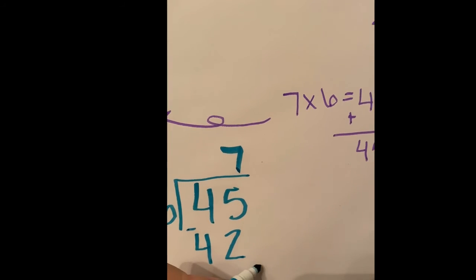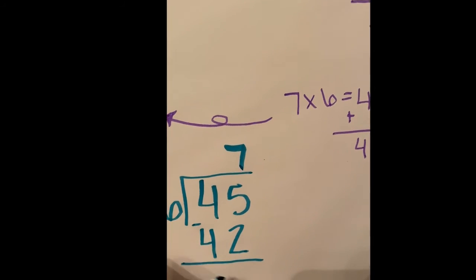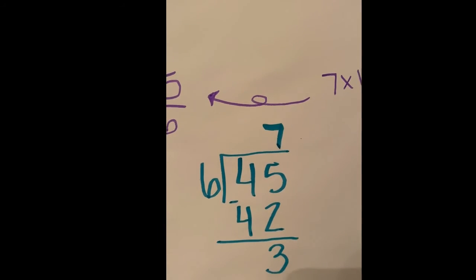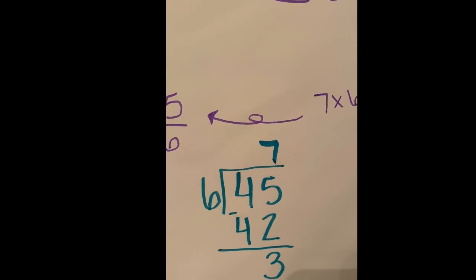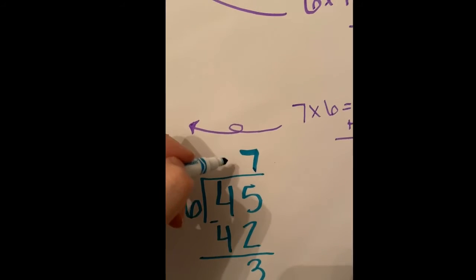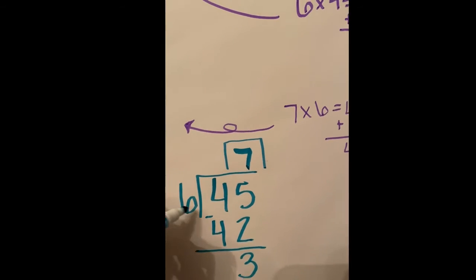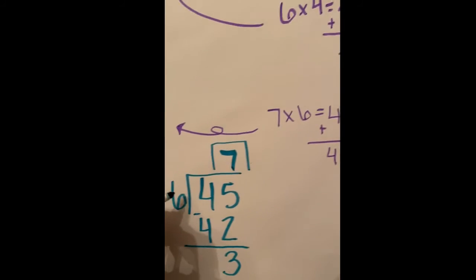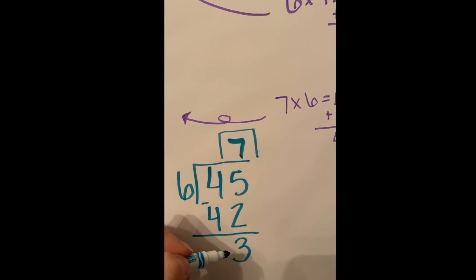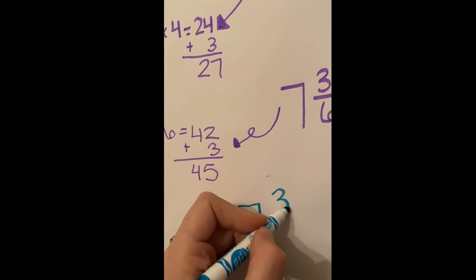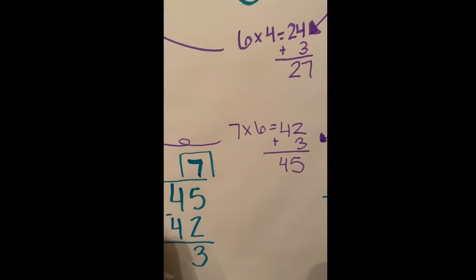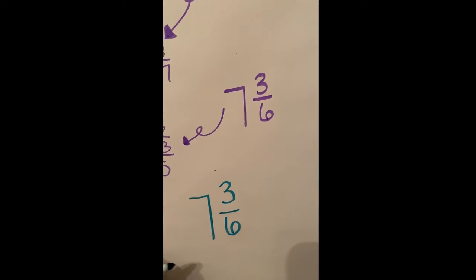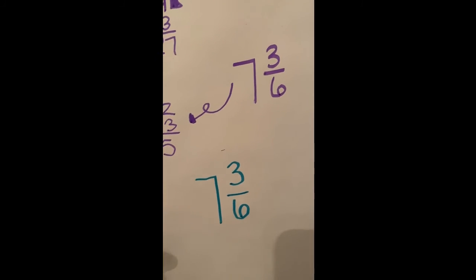I'm going to subtract and see what my leftovers are. 45 minus 42 equals 3. So again, I have all my numbers here that I need to make my mixed fraction. So my whole number is 7 because 6 goes into 45 7 times. So here's 7. And then my leftover is 3. So that becomes my numerator and my fraction, and my denominator just stays the same. So now we're back to 7 and 3/6.